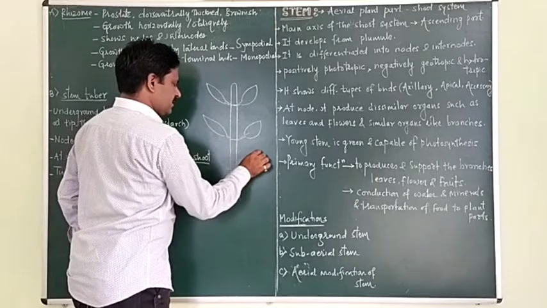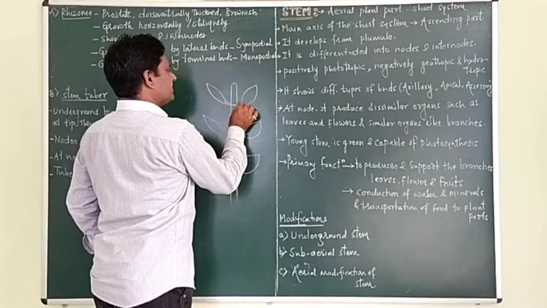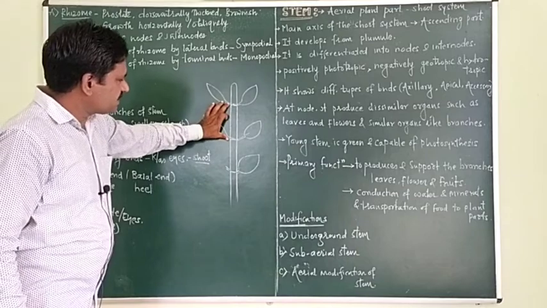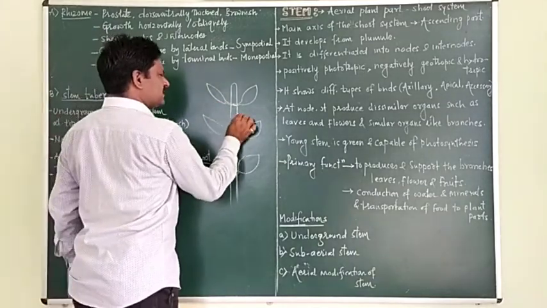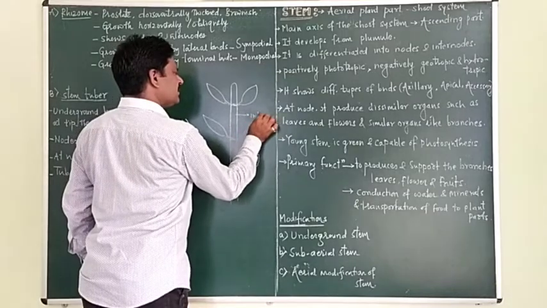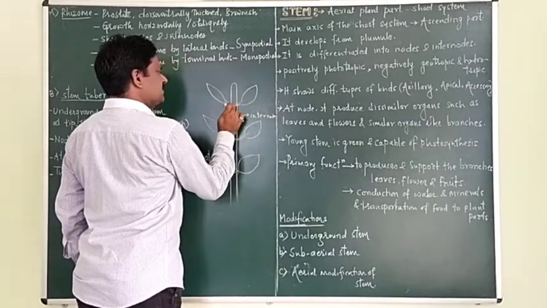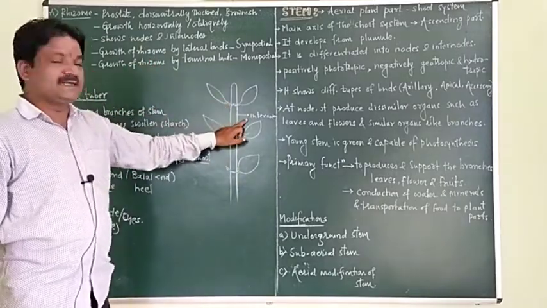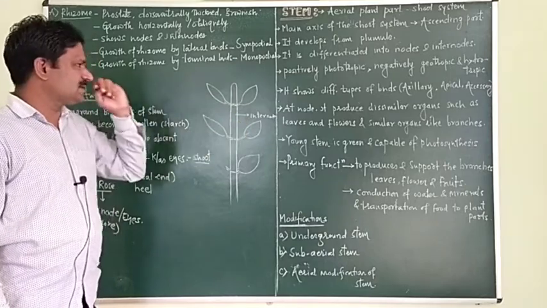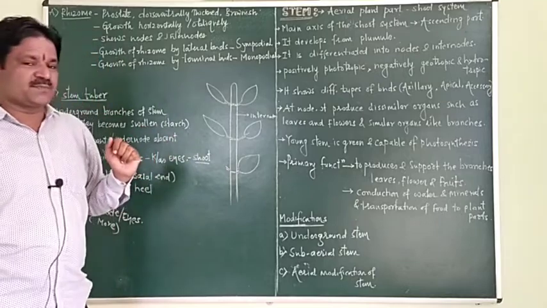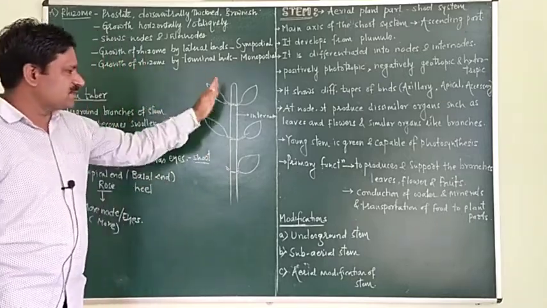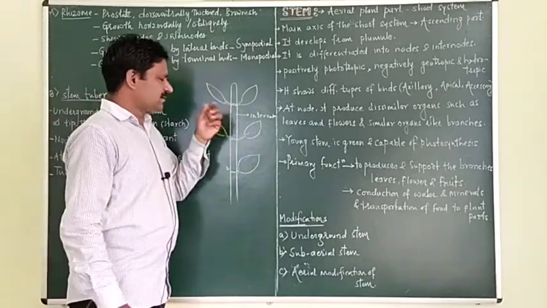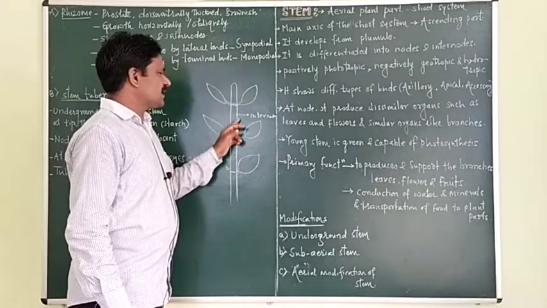This is one node, and this is another node, and in between two successive nodes there is a part that is called the internode. This is the internode, and this is the node and node. In between two successive nodes the internode is present. So this stem is made up of node and internode, means it is differentiated into node and internode, and in between two successive nodes there is an internode.